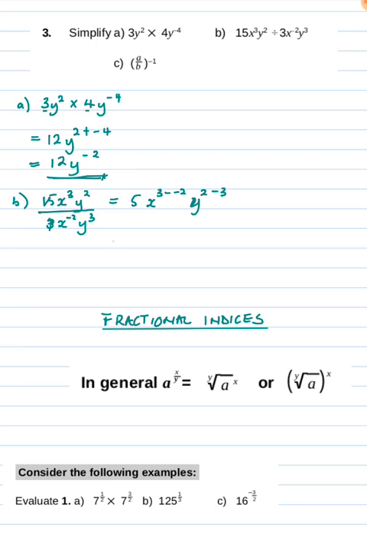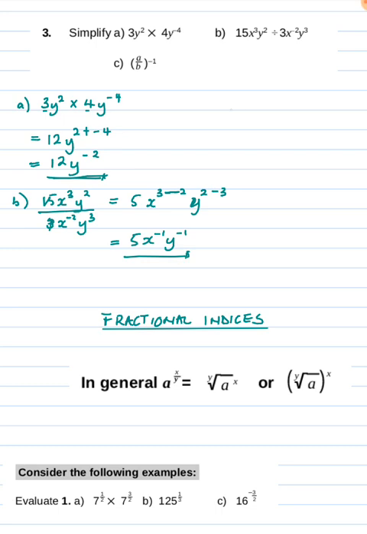Then after that we have 5, then x to the power 3 minus 2, that's minus 1, and then 2 minus 3, that's minus 1. So y to the power minus 1. So this becomes our solution.